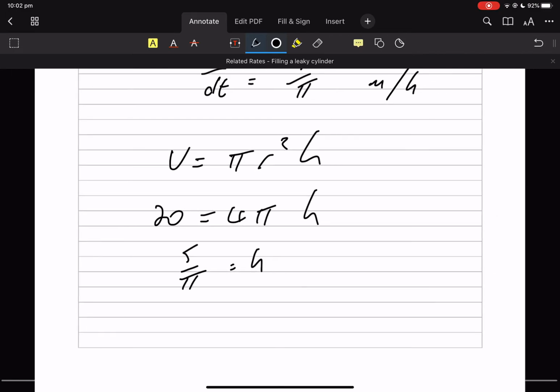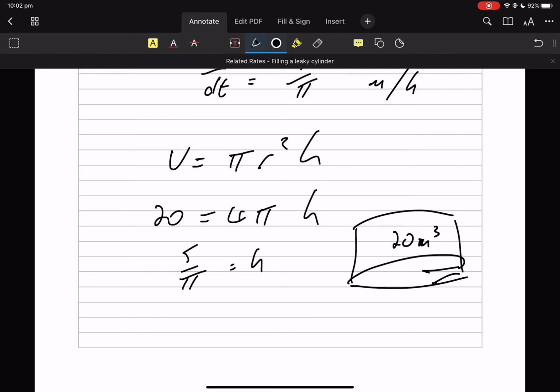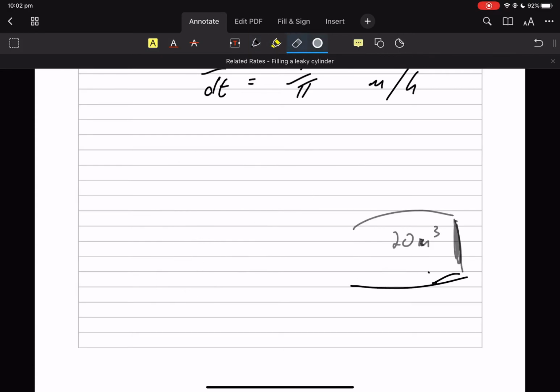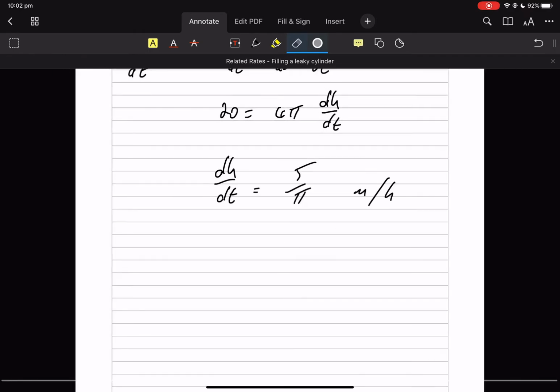So that's the way you get that without the differential equation, just thinking about in 1 hour, how high does my cylinder go? Well, if I've got to fit 20 cubic meters in there and I've got a radius of 4, my height's got to be 5 pi. But again, we're big boys and girls, let's use the differential equation like we just did.